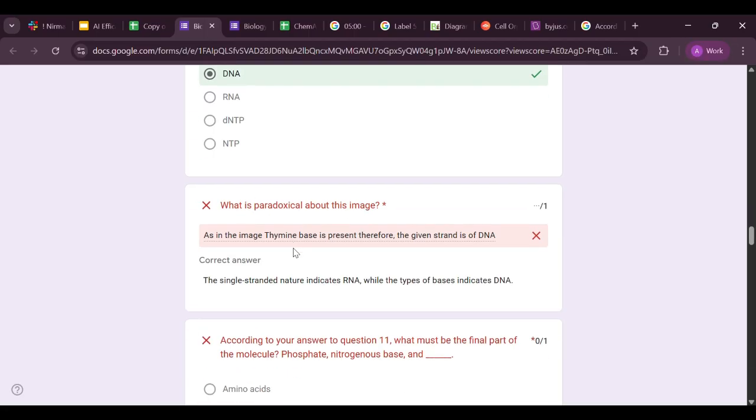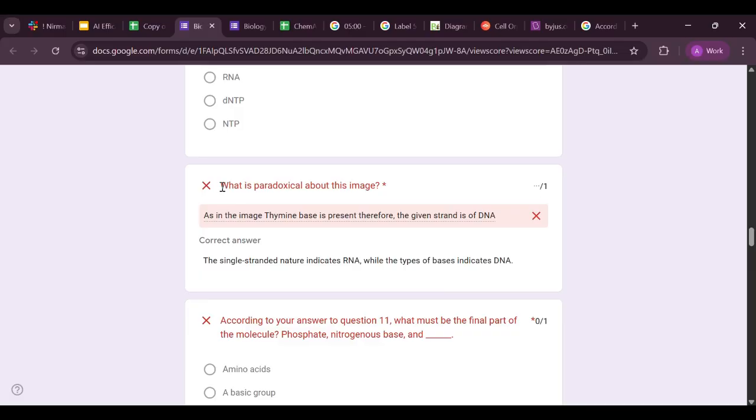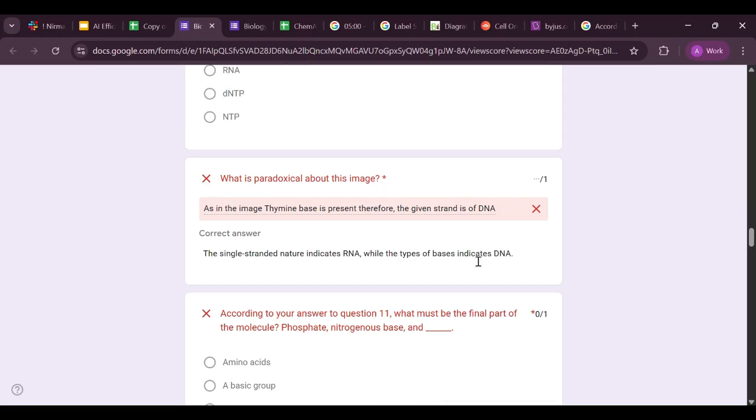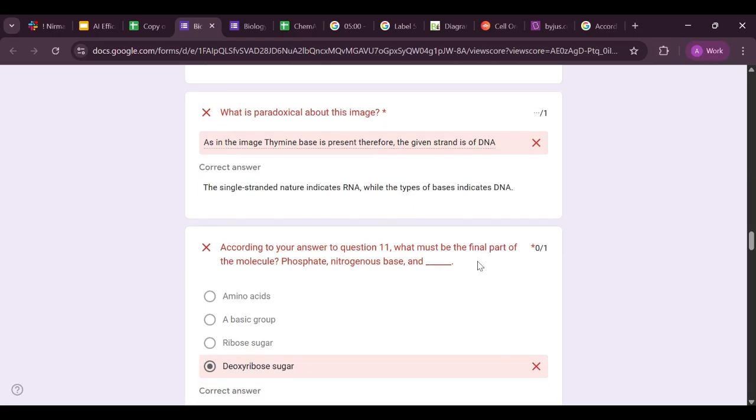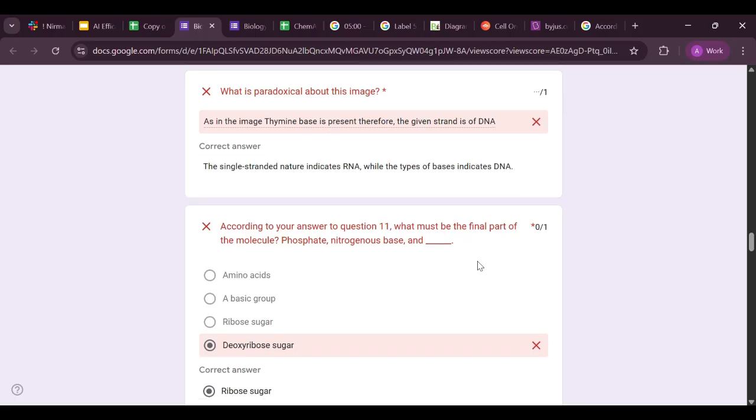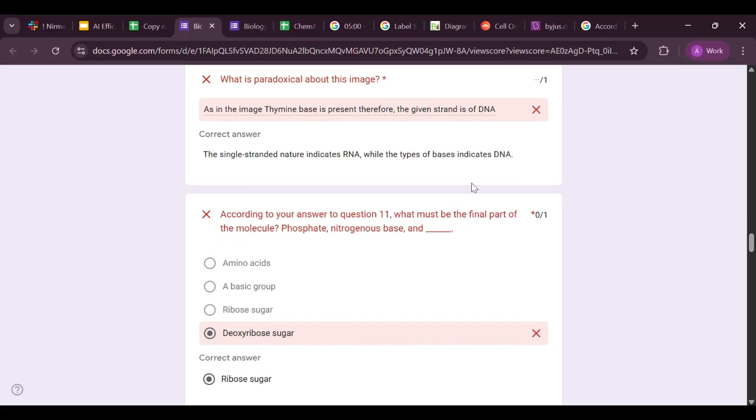What is paradoxical about this image? As I have said that it is DNA, but the correct answer is that the nature indicates RNA, while the type of bases indicates DNA. However, the first part could not be provided by Google, so we will leave it here only.